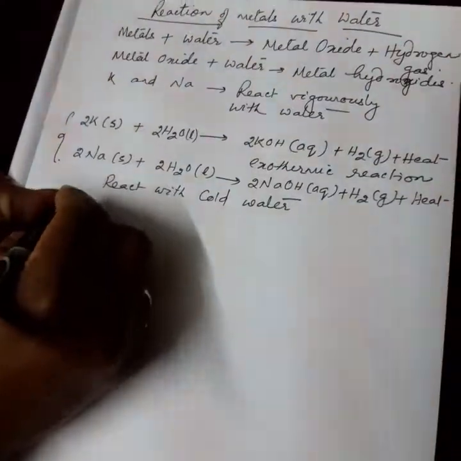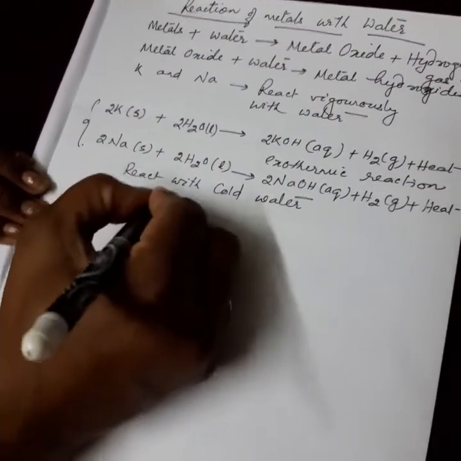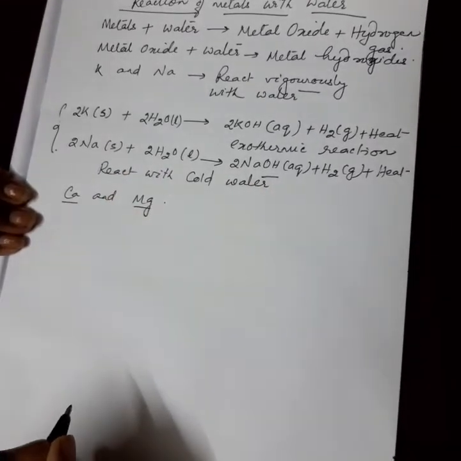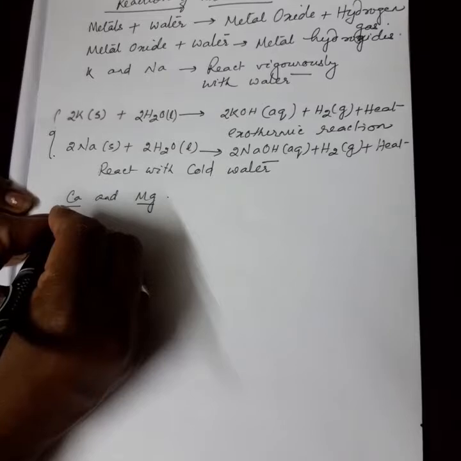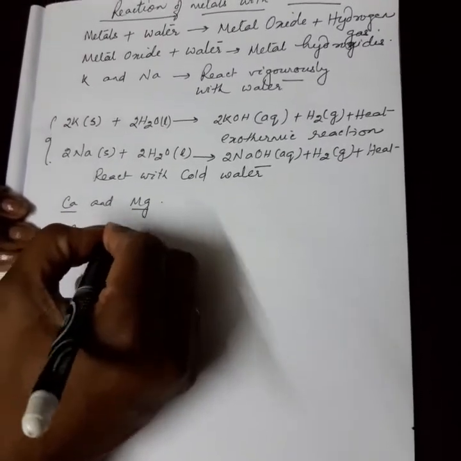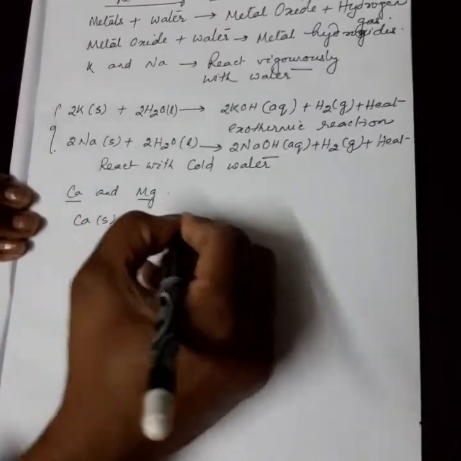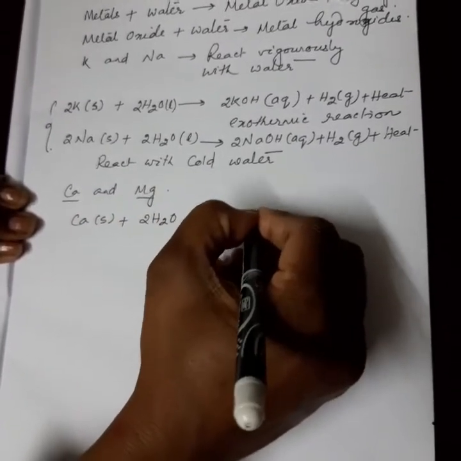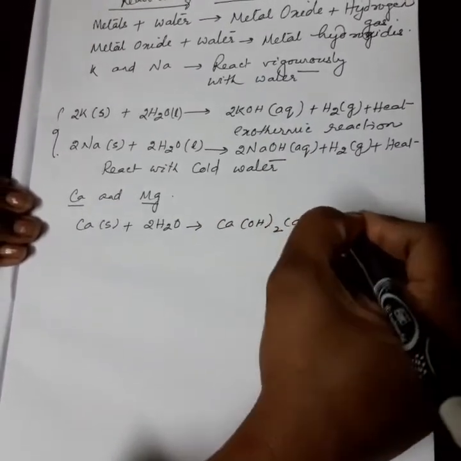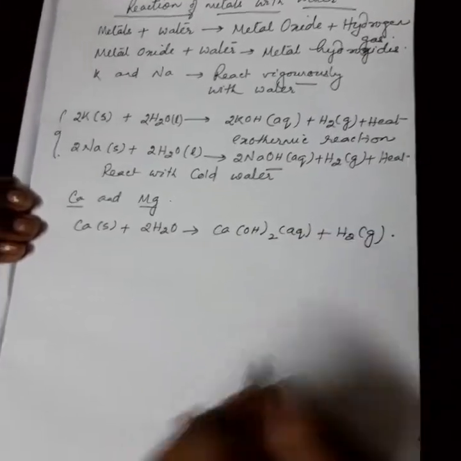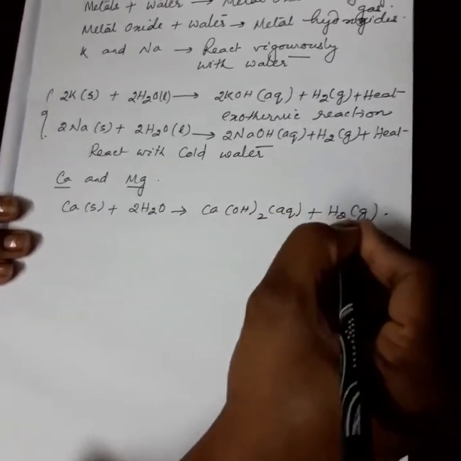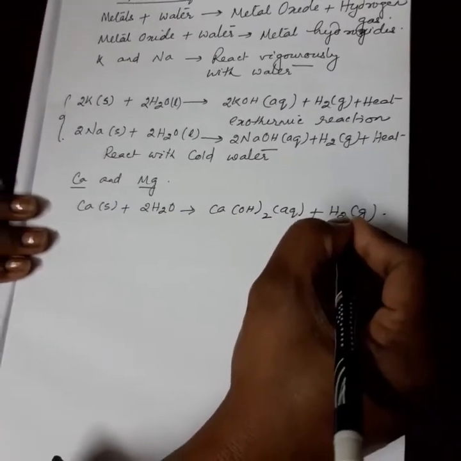Then let's see calcium and magnesium. Calcium and magnesium do not react with cold water. In case of calcium, when calcium in solid form reacts with water, it will form calcium hydroxide, which is aqueous, plus hydrogen gas. Calcium when it reacts with water forms calcium hydroxide and hydrogen gas.